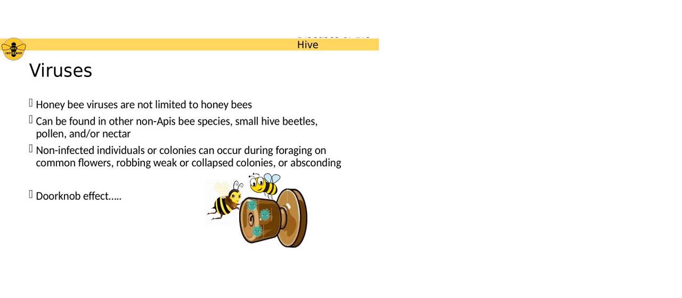And so this is one of my favorite analogies, called the doorknob effect. Honeybee viruses are not limited to just honeybees. They can be found in other non-Apis bee species. Small hive beetles, pollen, and nectar have also been shown to have them. So non-infected individuals or colonies can be exposed during foraging on common flowers. It's just like going up and touching a dirty doorknob during a pandemic. You leave virus particles behind, or you don't, but you might pick up someone else's virus particles.